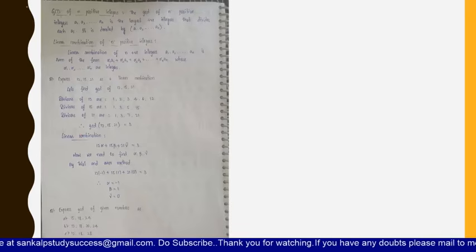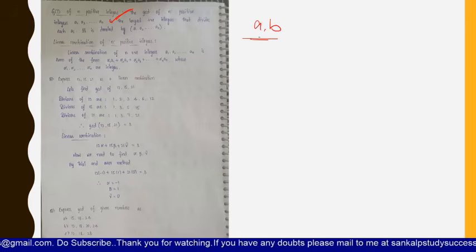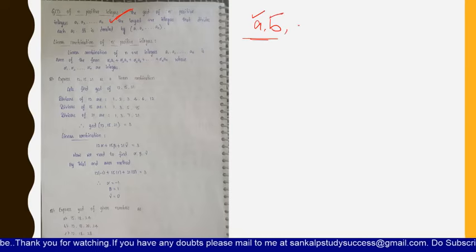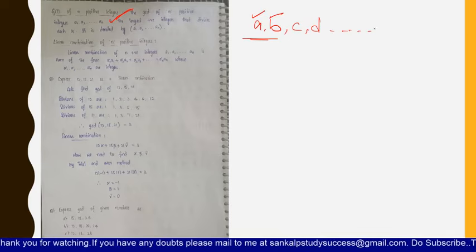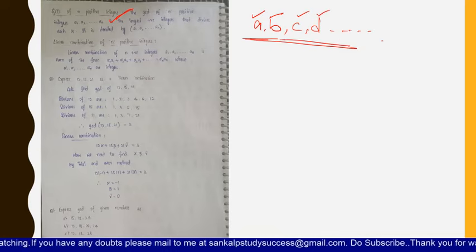Now, coming to the GCD of n positive integers. What might be the GCD of n positive integers? We have already seen the GCD of two numbers a, b. If you have the GCD of n numbers, then how do you find it? In the same way, you will consider the divisors of one number, the divisors of the second, the third. However many numbers you have, you need to write the divisors, find the common divisors of all numbers and find the GCD.